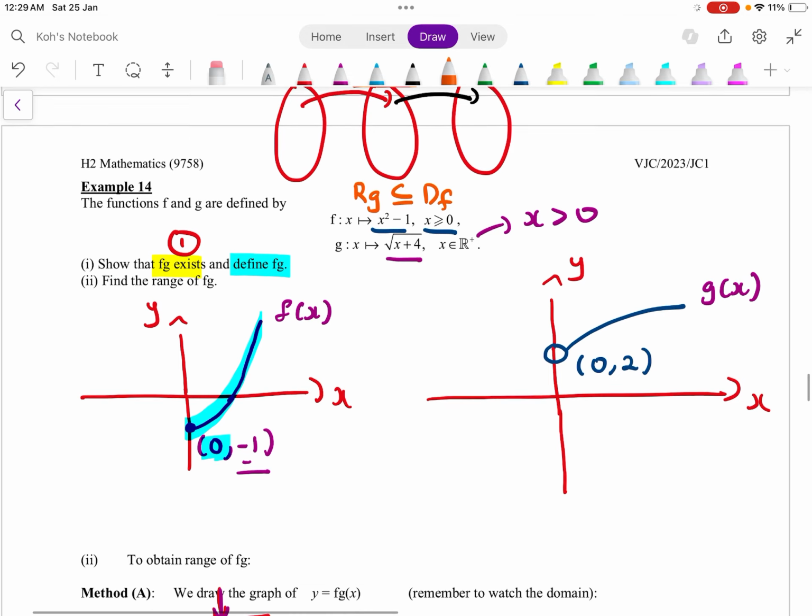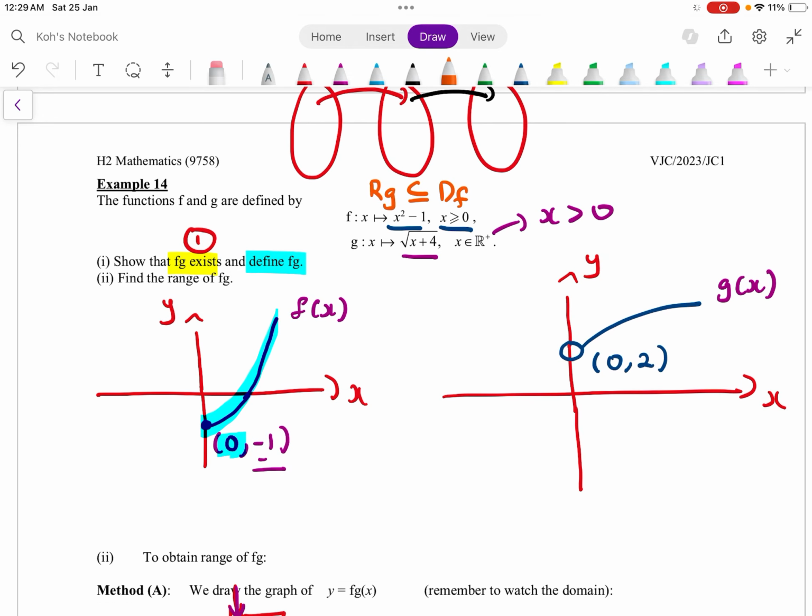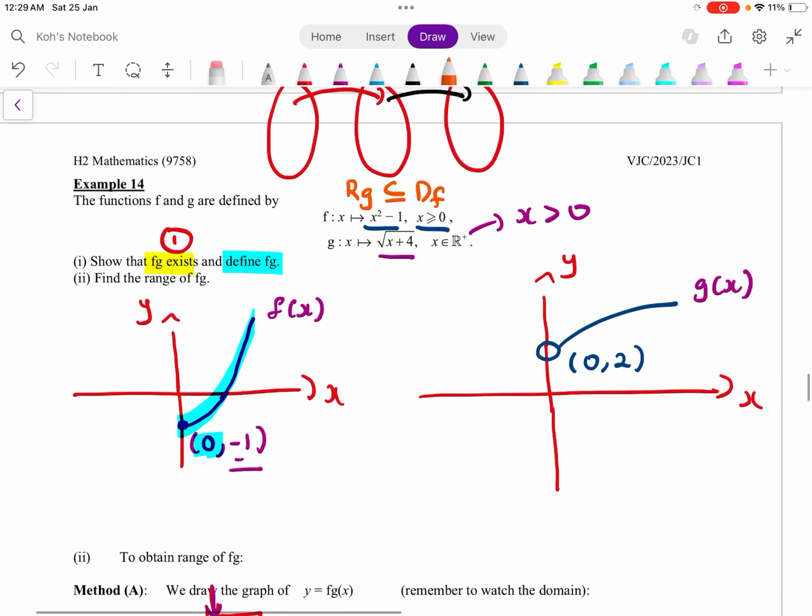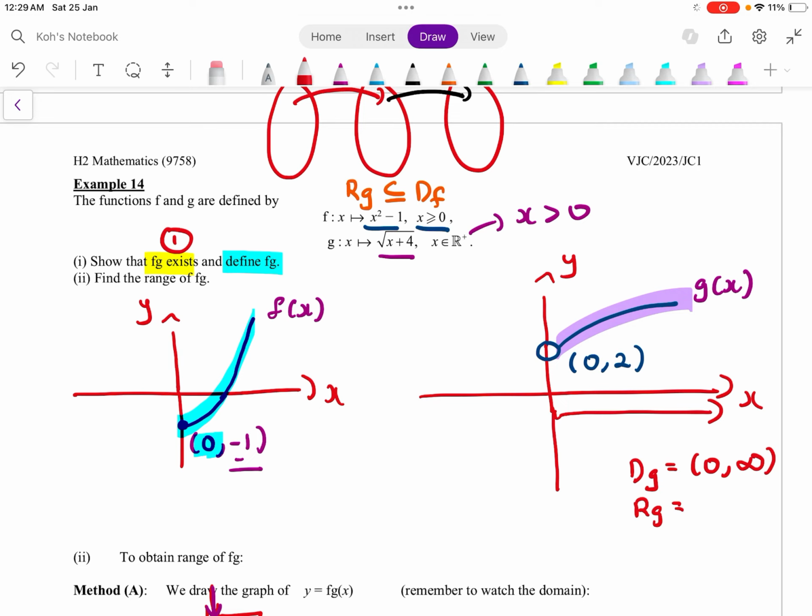Okay, so let's determine this together. First, I draw the graph of f. You can see it is this curve. Then for g, you draw the curve like this. Let's look at the domain of g first. The domain of g is 0 all the way to infinity, from here all the way to here. What about the range of g? The range of g is 2 all the way to infinity, because you start off from 2, then you go all the way to infinity. So that's the range of g.